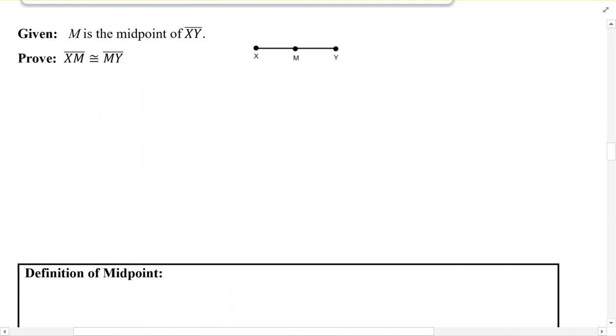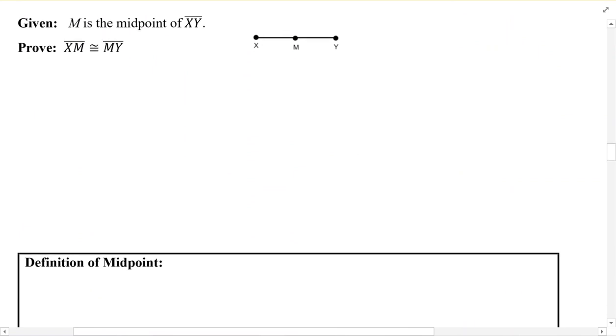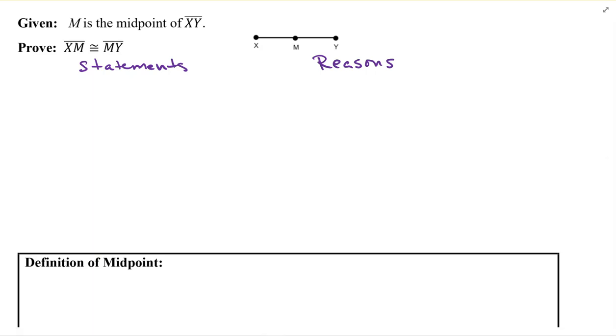When we do proofs, we're going to do only 2-column proofs in this class. We're not going to do paragraph proofs. We're not going to do flowcharts. We'll just do 2-column proofs that give the statements and the reasons. When you create a 2-column proof, I don't care if you put statements and reasons at the top of the columns. It will follow the same format every time.